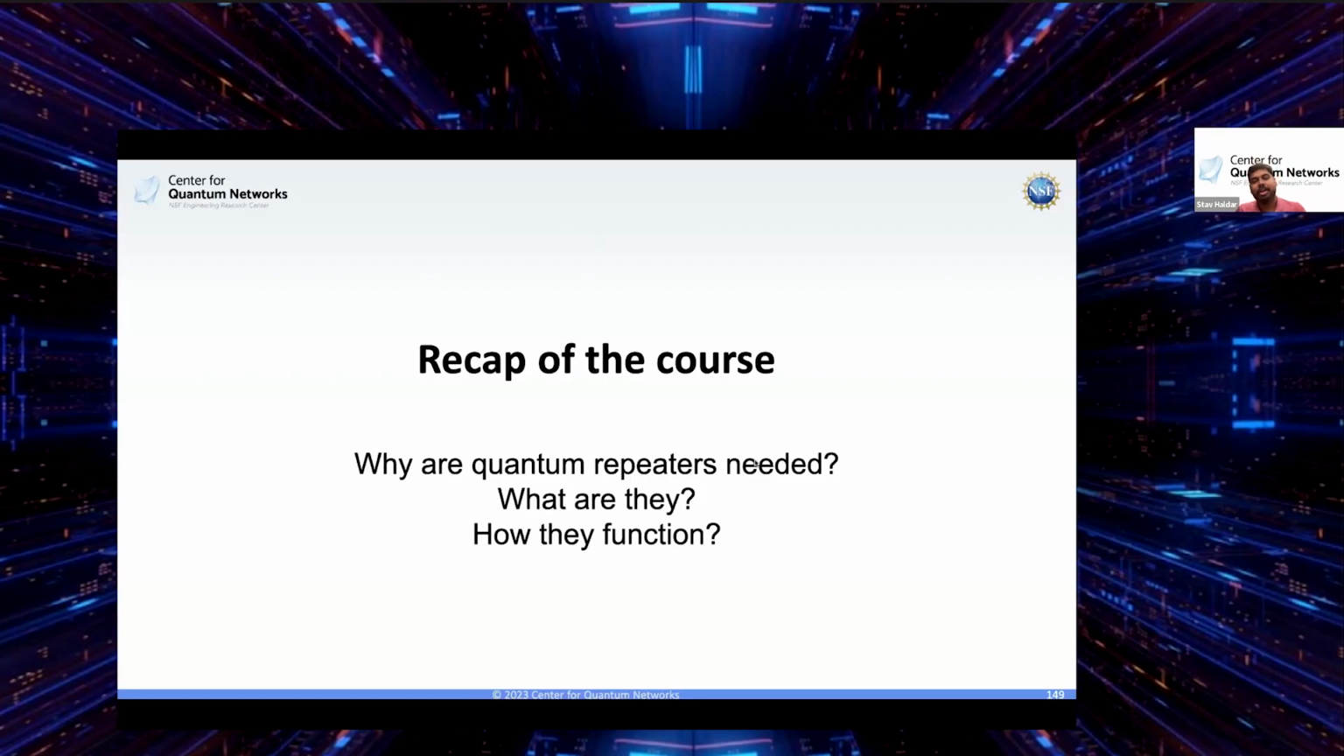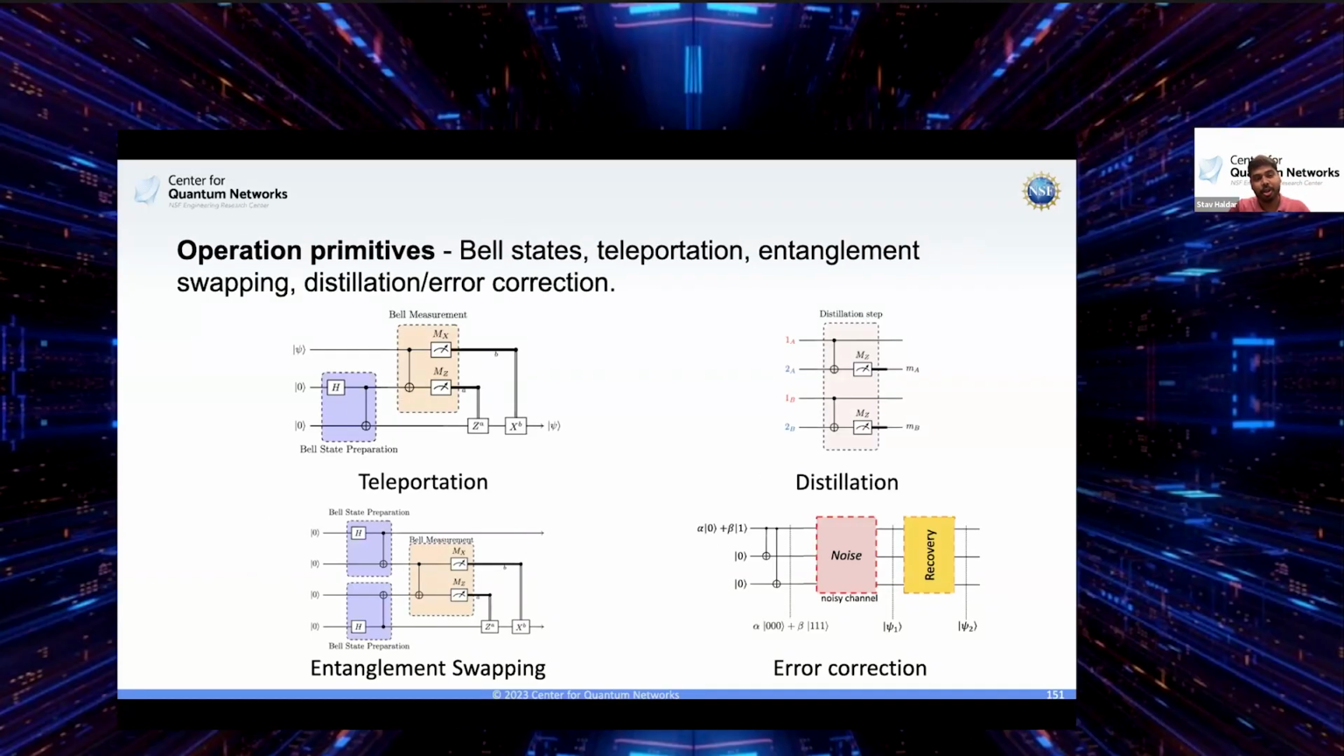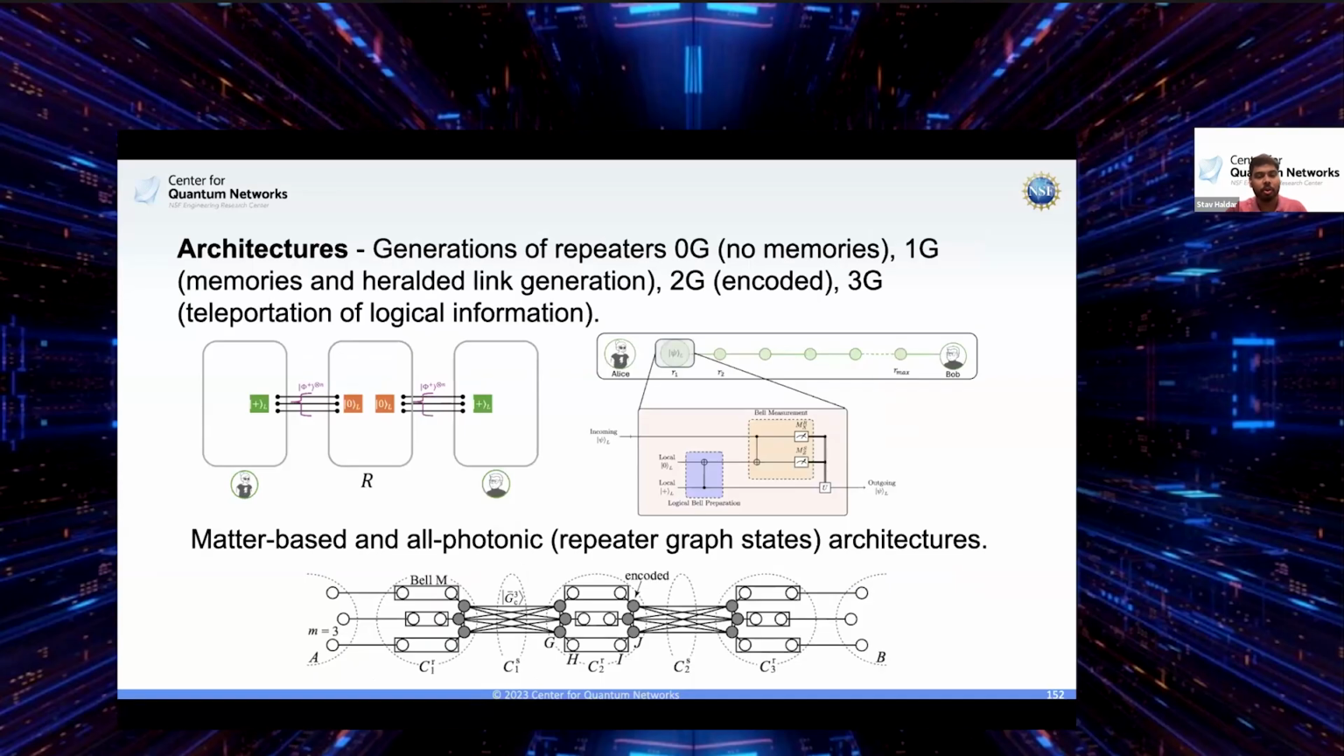So quickly in the last minute, I hope that we were able to convey why quantum repeaters are needed, what they are, and how they function. Those were the three things that we were hoping to convey. In the first part, we looked at physical primitives. In part four, we also looked at photonic state primitives, how they are physically generated. Prateek talked about operational primitives and all of the protocols that form the core elements of all quantum network architectures. Then we moved on to architectures.